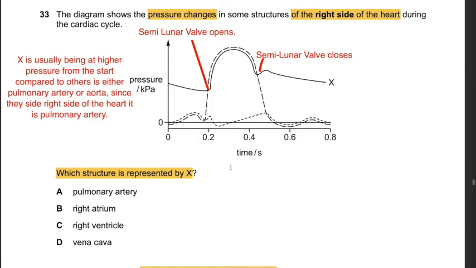Question 33. The diagram shows the pressure changes in some structures of the right side of the heart during the cardiac cycle. Which structure is represented by X? If they hadn't mentioned the right side, then X, since it is usually at a higher pressure from the start compared to others, would be either the pulmonary artery or aorta. And because they have mentioned right side in bold, X should be the pulmonary artery. Therefore, the answer is A, pulmonary artery.